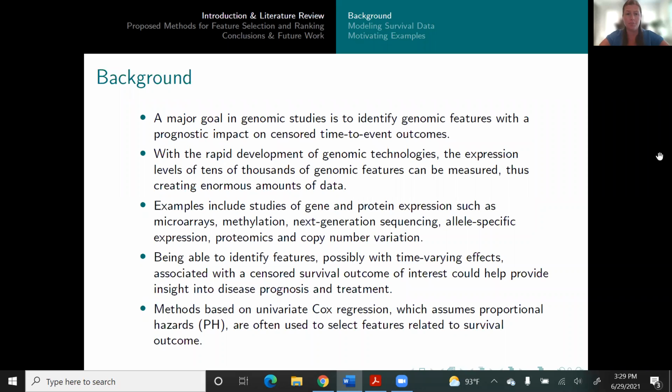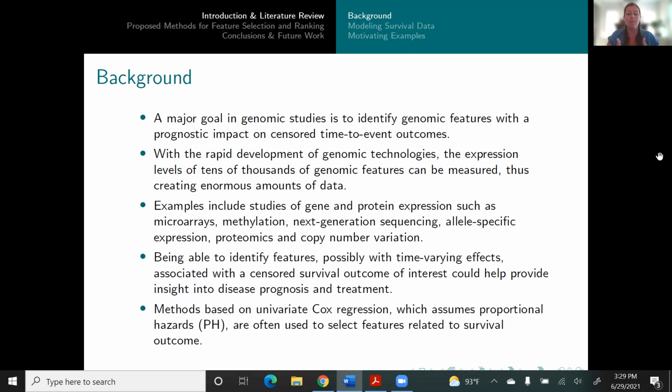A little background on this problem. A major goal in genomic studies is to identify genomic features with prognostic impact on censored time to event outcomes. With the rapid development of genomic technologies, the expression levels of tens of thousands of genomic features can be measured, thus creating enormous amounts of data. Examples include studies of gene and protein expression, such as microarrays, methylation, next-generation sequencing, and more. So being able to identify features, possibly with time-varying effects, associated with a censored survival outcome of interest could help provide insight into disease prognosis and treatment.